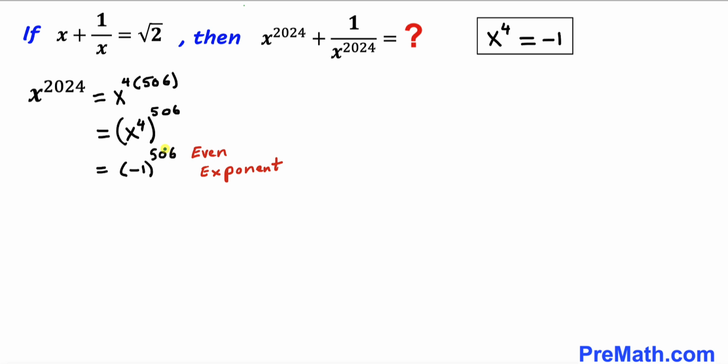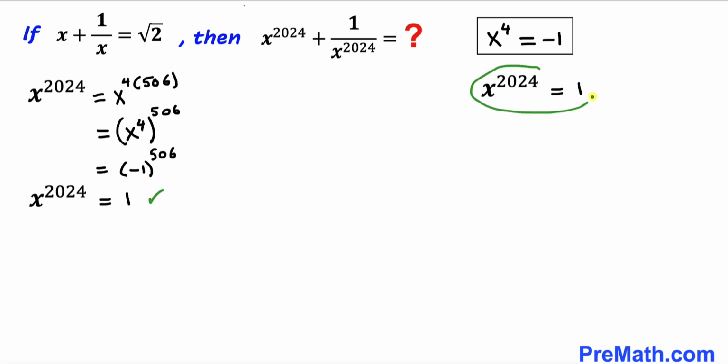And now we can see that this 506 is an even exponent. And just keep in your mind, negative 1 power any even number is going to give us positive 1. So therefore we ended up with just simply positive 1. So therefore our x power 2024 turns out to be 1, and I have just copied it down over here.